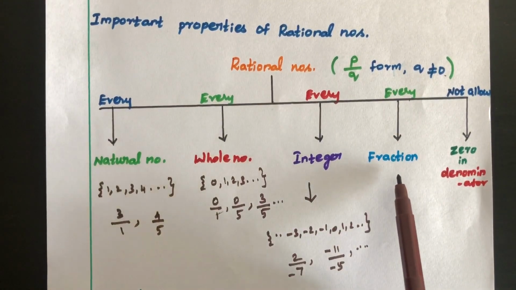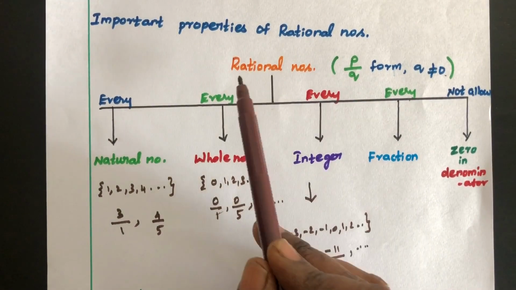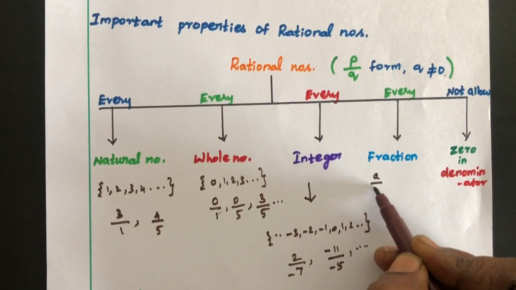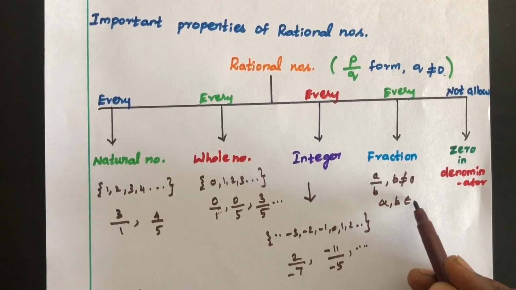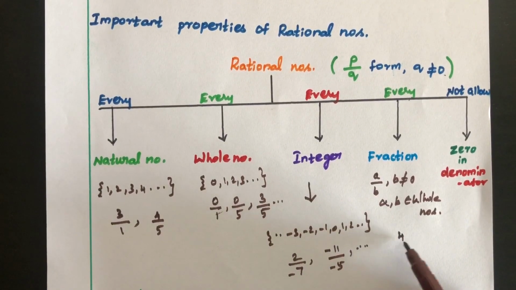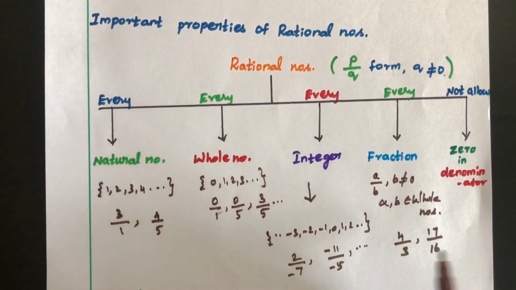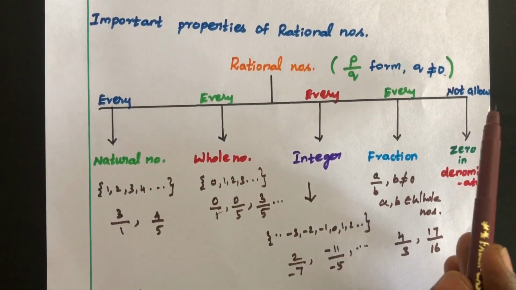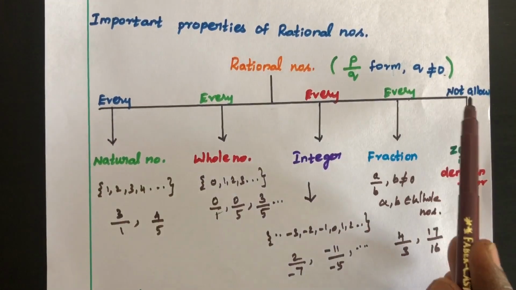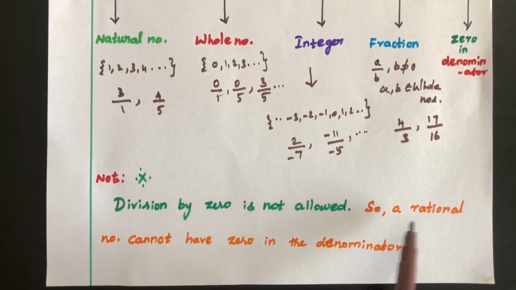Even every fraction is a rational number. How? All fractions, because a fraction also is bound to the property of rational numbers. A fraction is in the form a by b, where b is not equal to 0, and a and b belong to whole numbers. Every fraction, 4 by 3, 17 by 16, whatever you take, these are all rational numbers. The only main thing we need to concentrate on is that rational numbers do not allow 0 in the denominator. That's all. Important note, division by 0 is not allowed. So a rational number cannot have 0 in the denominator.